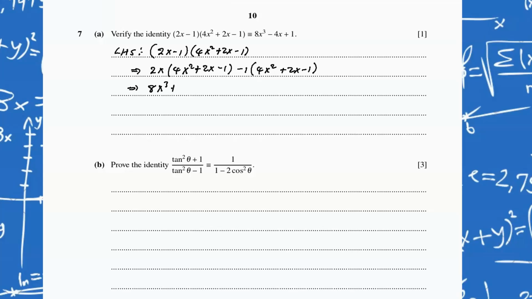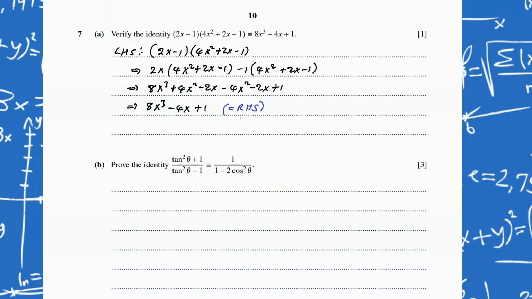8x cubed plus 4x squared minus 2x. This is minus 4x squared minus 2x plus 1. So the term in x cubed is 8x cubed. 4x squared minus 4x squared is 0. Minus 2x minus 2x is minus 4x. And there's a plus 1 there. And this is what we get. And you can actually see that it's equal to the right hand side.